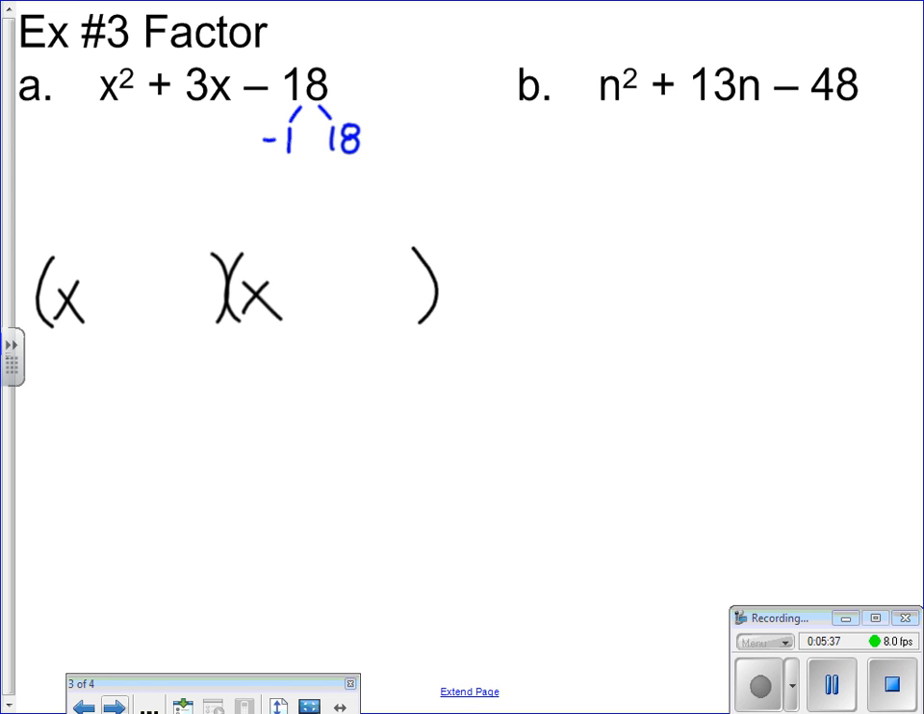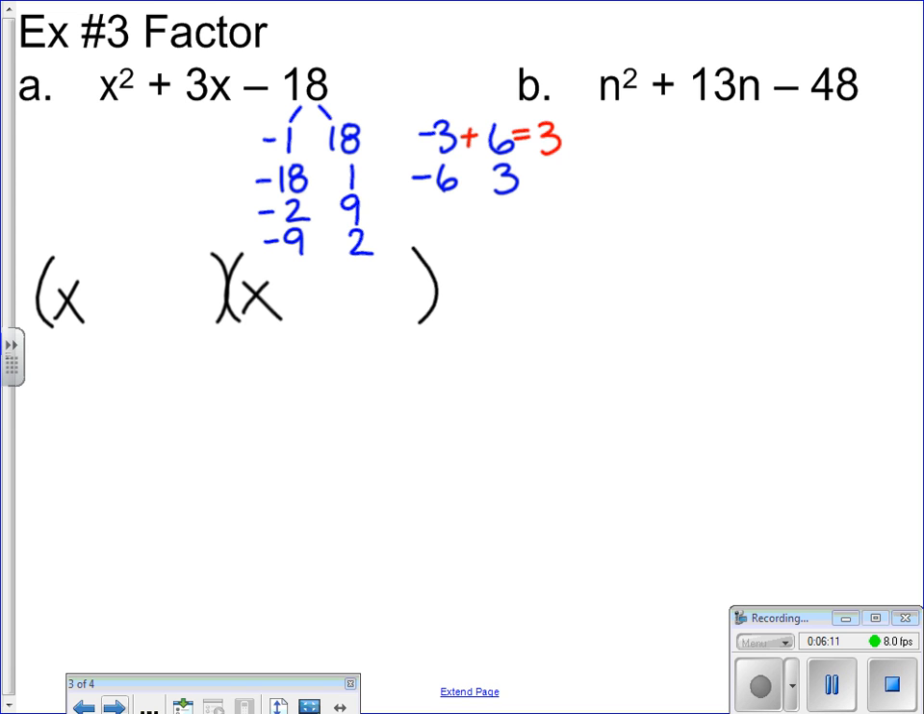Either the 1 or negative 18. Or maybe it's negative 2 and 9, or negative 9 and 2. Negative 3 and 6, negative 6 and 3. One of those needs to add up to 3. And if you check, negative 3 plus 6 is positive 3.